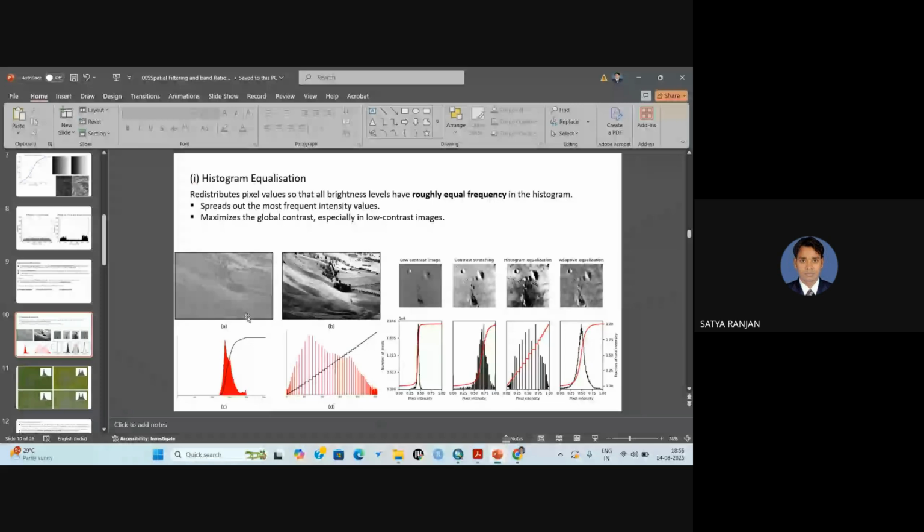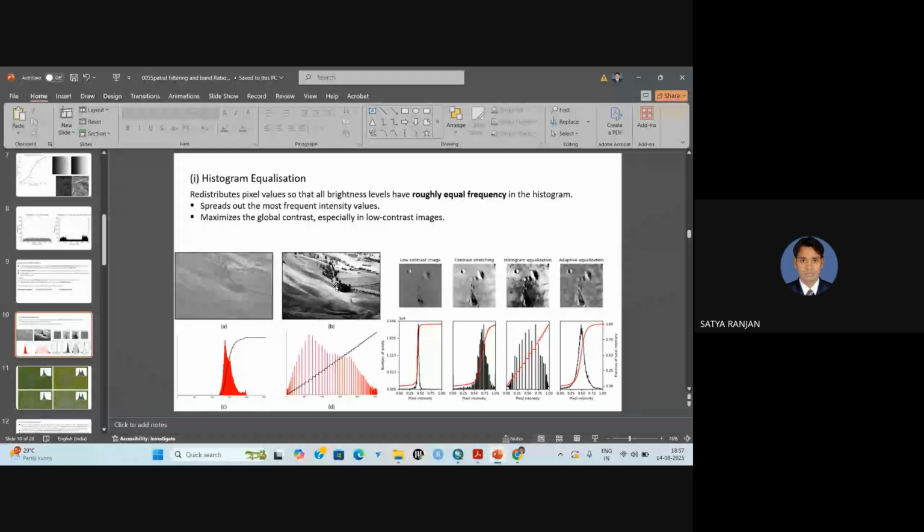Some of the common nonlinear contrast enhancement techniques are histogram equalization, which mostly all of you know about, then Gaussian contrast stretch, then logarithmic stretch. There are a lot of nonlinear contrast enhancements, but mostly we use these three types.